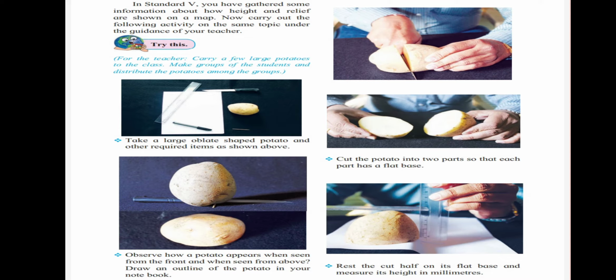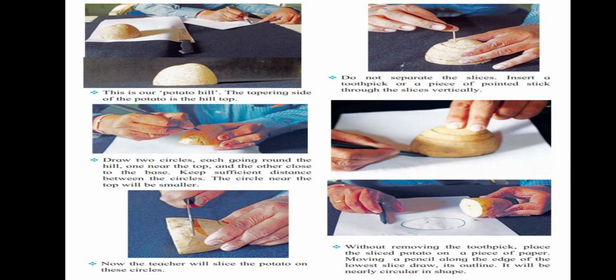Now measure the height of that potato. See here with the scale how they measure the height of this potato. Now draw two circles with a pen on the potato, one near the top and the other near the base. Now cut the potato along these circles. Don't remove those slices. Fix one toothpick into the slices as shown in the figure.